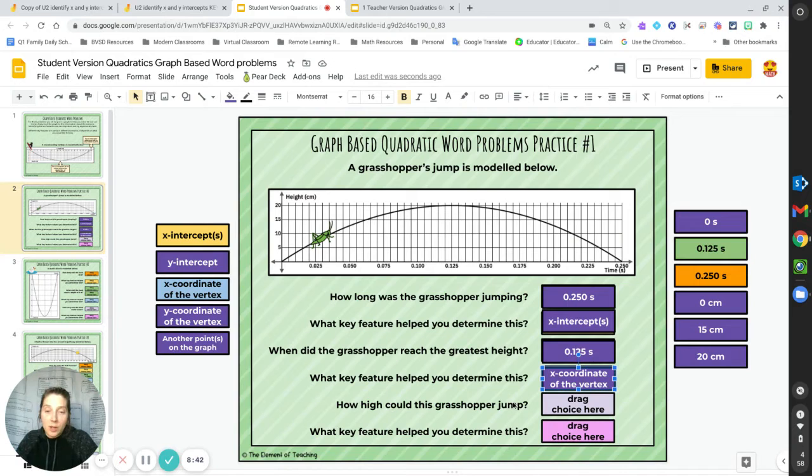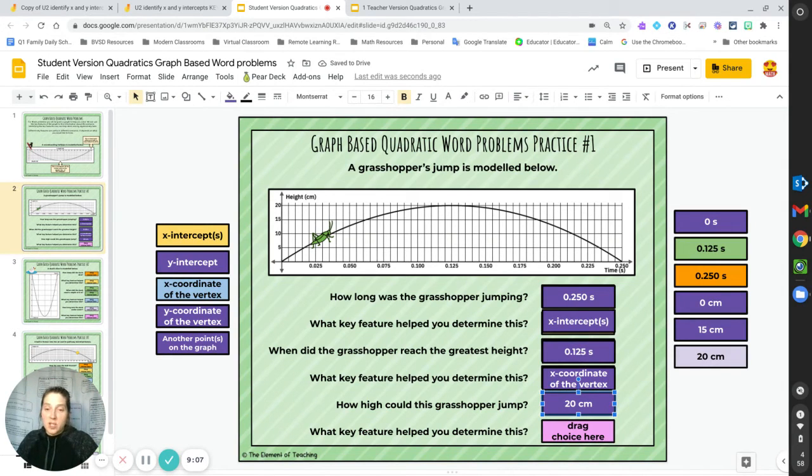How high could this grasshopper jump? So again, we're going to be looking at the vertex. We don't want to know when, we want to know how high. So its height is over here on the y-axis at 20 meters. How high could this grasshopper jump? That's going to be 20 meters. I can drag that right here. Hopefully it's a light purple. It is, so that is correct.